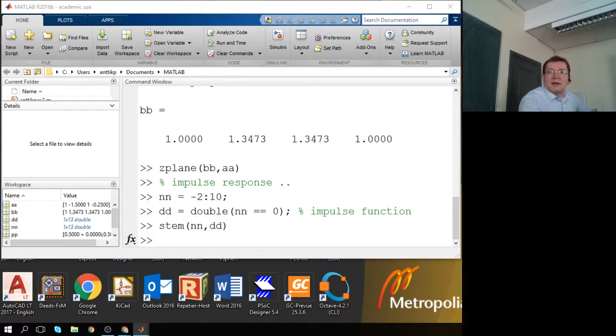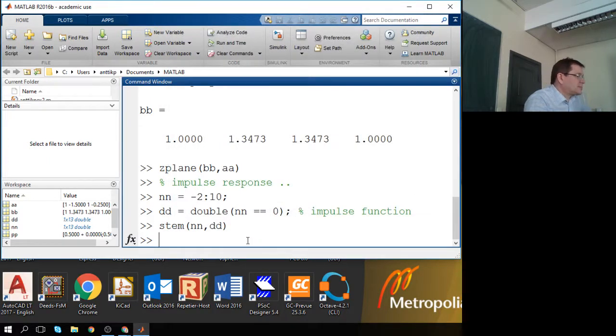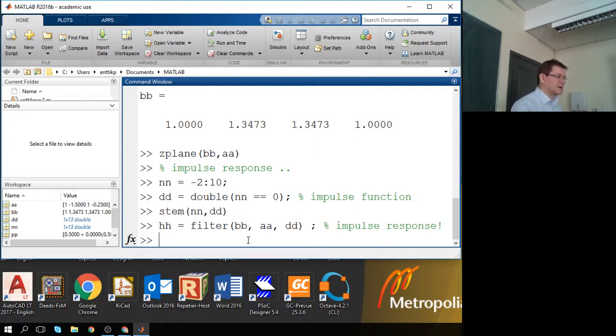So stem plotting. Yep, that's an impulse. Then the impulse response, meaning we have the system with its coefficients B and A, and the input is that delta. So our impulse response of the system is hh equals filter(bb, aa, dd). So this is the impulse response.